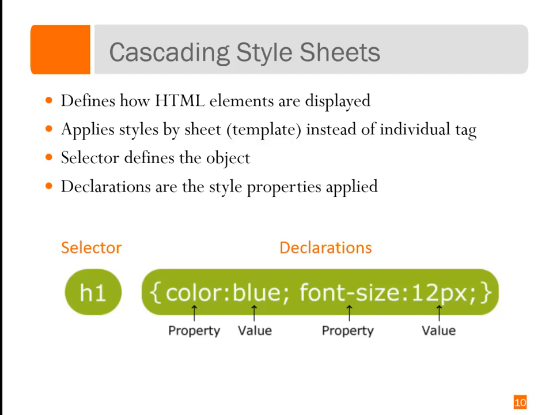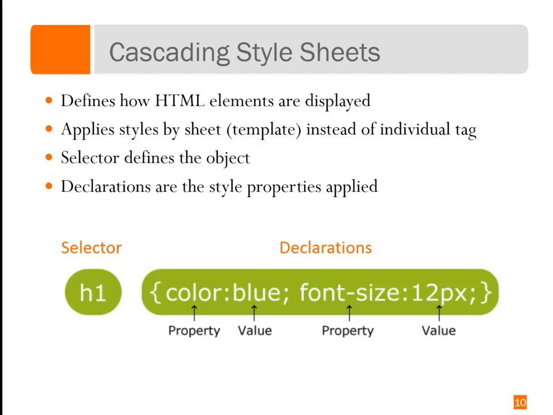So what we were looking at before, we were just doing things with tags. We'd open a tag, we might write some text, we might put another tag that says put this text in bold, and so we're doing it sort of one piece at a time. What CSS allows us to do is apply an entire template utilizing what's called a selector.